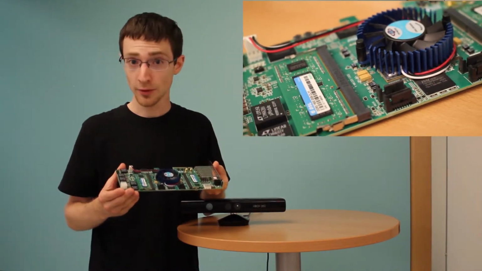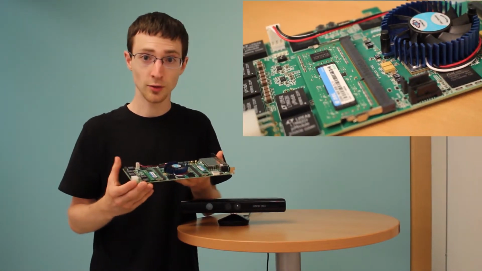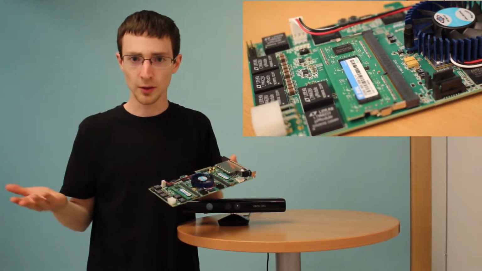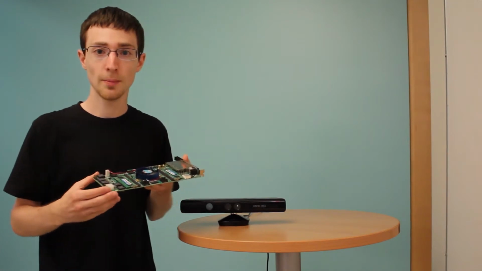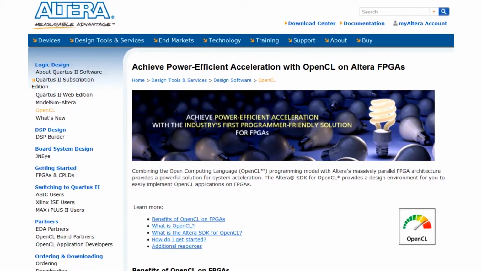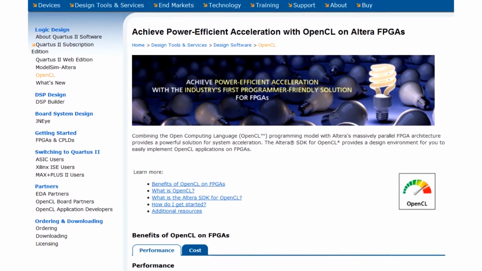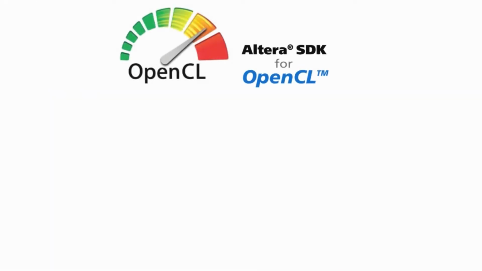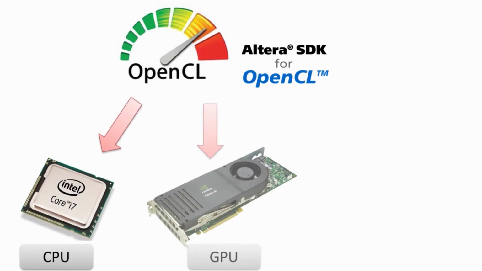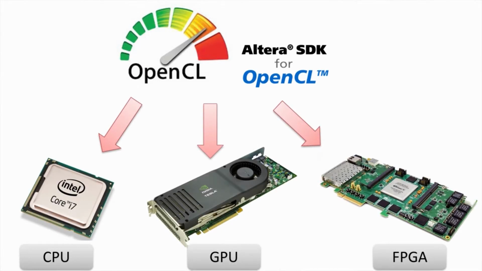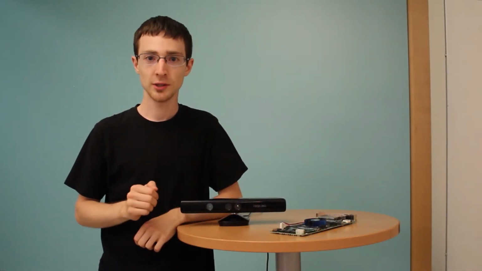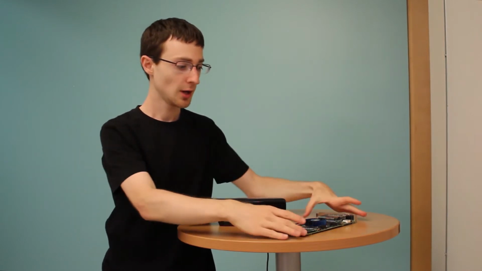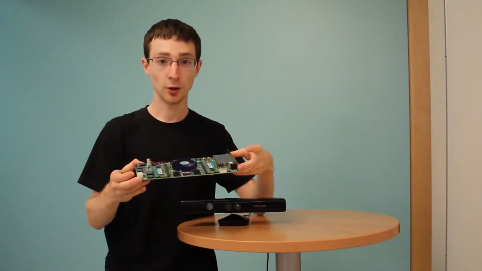The reason it gets high performance is because it's hardware that you can customize. But this is difficult to do, and we're not hardware engineers. So we are using a tool developed by Altera that uses the OpenCL programming language to create an FPGA design. OpenCL is a great language because you can program on CPUs, multiple GPUs, and now FPGAs. So we use OpenCL to modify the original KinectFusion project and make it run partially on the FPGA at low power.